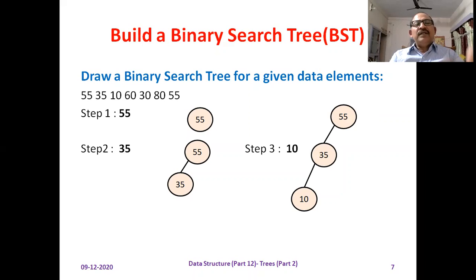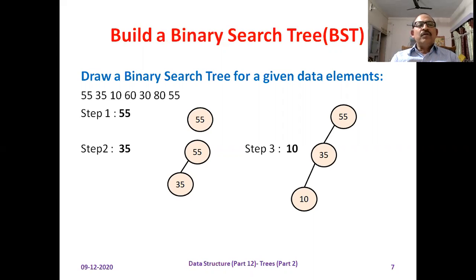Take the next element, and the next element is 35. Now compare this 35 to the root of the binary search tree, that is 55. Here we can see that 35 is less than 55. Therefore, we attach 35 as a left child to the root node 55. So 35 will become the left child of 55.